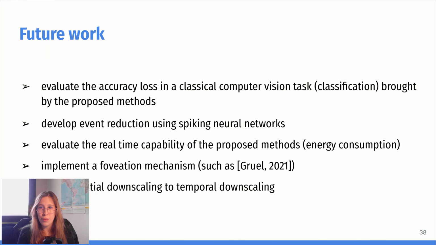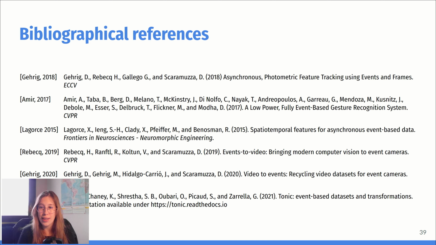Following this paper, we have some future work that we could develop, such as evaluating the accuracy loss in a classical computer vision task, such as classification, brought by the proposed methods in order to compare them and see which one keeps the most relevant information. We could also develop event reduction using spiking neural networks, or evaluate the real-time capability of the proposed methods, also taking into account the energy consumption of each of those methods. We could also implement a variation mechanism such as the one described in our paper in 2021. And finally, we could extend our spatial downscaling methods to temporal downscaling.